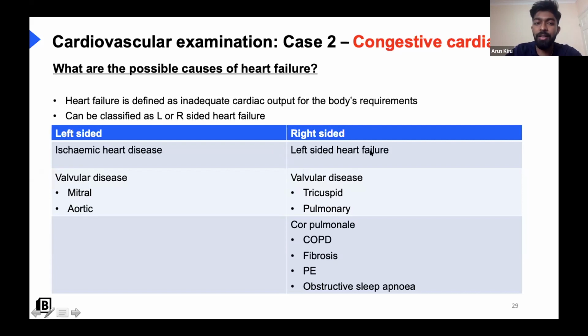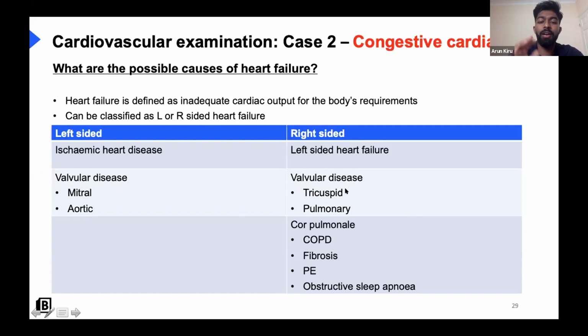Then causes of right-sided heart failure include left-sided heart failure. So if you've got left-sided heart failure, all of that's going to back up towards the pulmonary circulation and then back to the right side of the heart. So that's one of the causes that everyone forgets. Right-sided heart failure can be secondary to left-sided heart failure. Same thing here, valvular disease. You could talk about the right-sided heart valves, and then cor pulmonale.